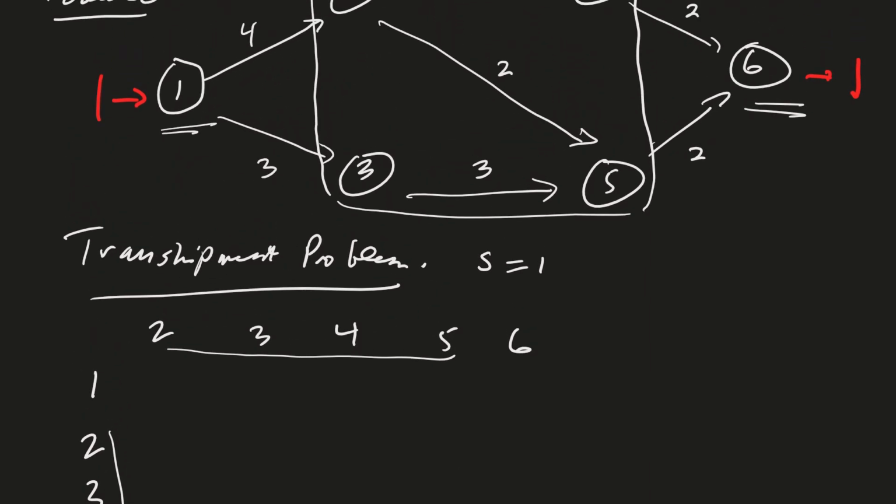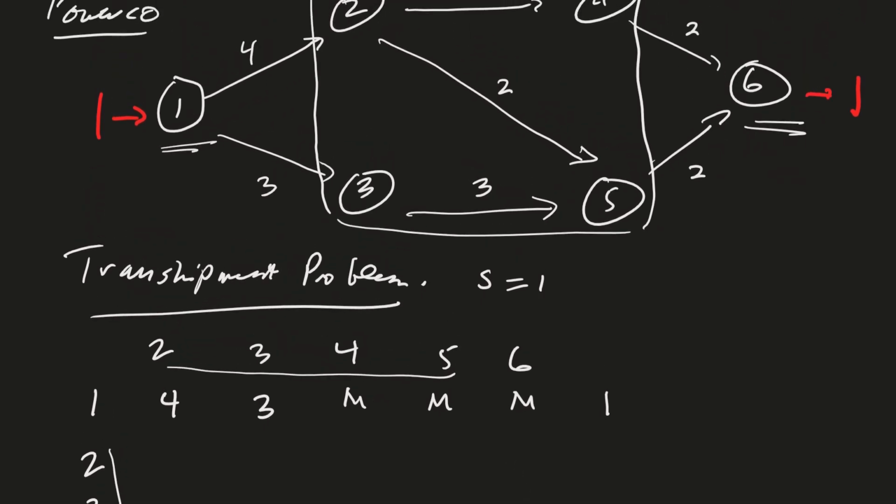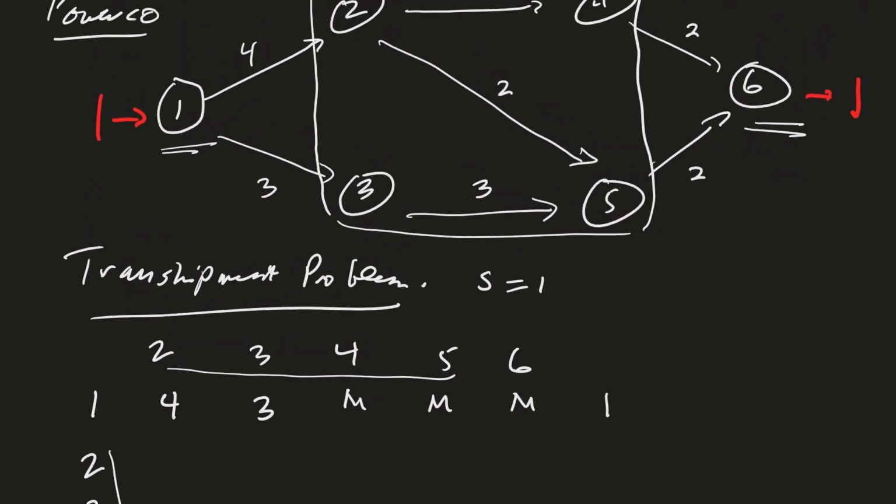So for example, 1 to 2 is 4. 1 to 3 is 3. 1 to 4 is, we're going to use M for when things are not connected. Then we'll have a supply of 1. Good. For 2, we're going from 2 to 4, which will be 3, and then 2 to 5, which is 2. Everything else is M. Oops, except for that one. 2 to 2 is just going to be 0 cost. So we can ship stuff to ourselves.